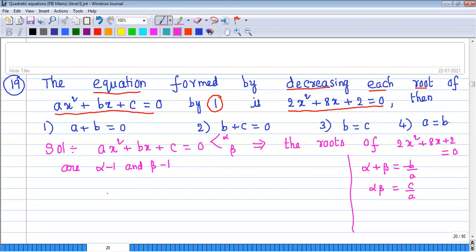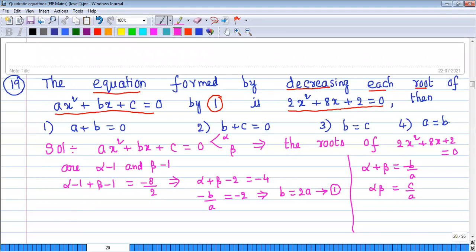Now, from the second equation, let us find alpha minus 1 plus beta minus 1. That is equal to minus the x coefficient, that is minus 8 upon 2. So we get alpha plus beta minus 2 equals minus 4. So alpha plus beta is equal to minus b by a, so minus b by a is equal to minus 2, because minus 4 plus 2, you have b is equal to 2a. This is one relation, say equation 1.